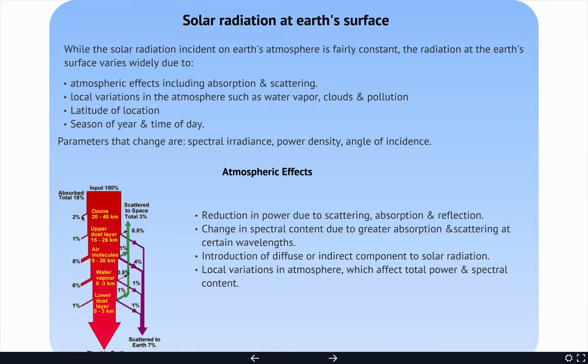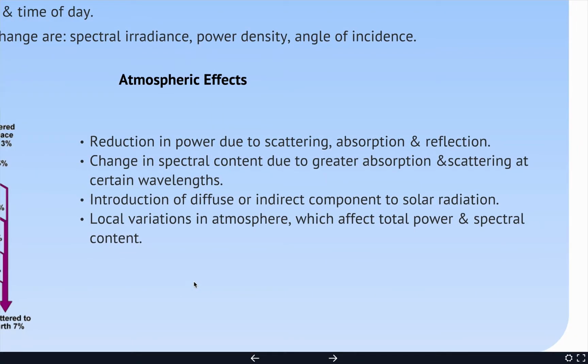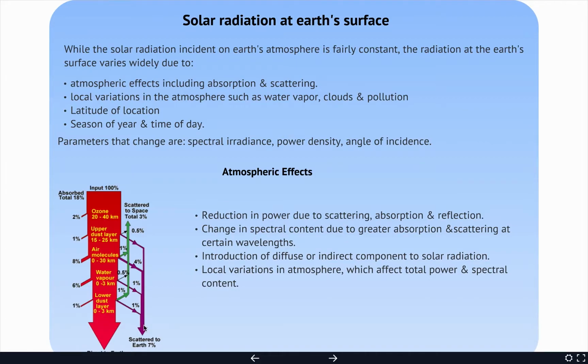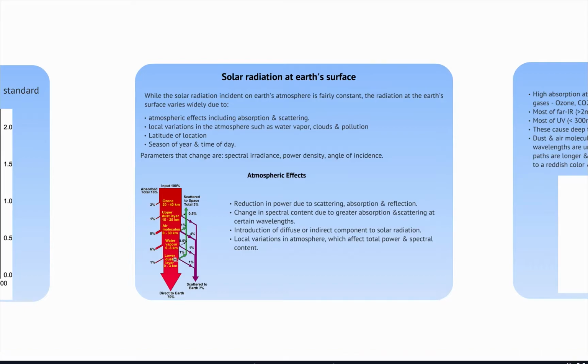About 2% is absorbed by ozone, 1% by dust layers in the upper atmosphere, 8% by some air molecules, 6% by water vapor, 1% by lower dust layer, and you end up only, let me zoom out a little bit, getting about 70% of the light.